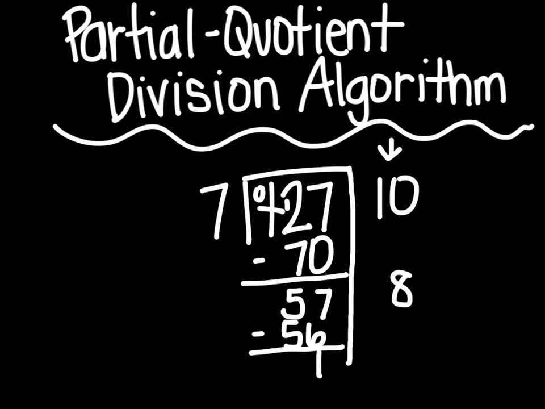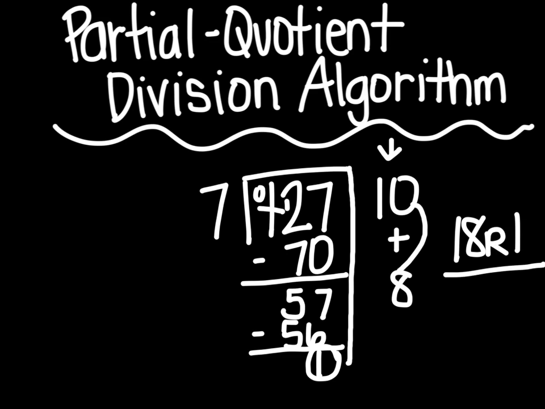Now the numbers on the right, the 10 and the 8, are part of our answer, our quotient. We're going to add the 10 plus 8. We get 18. We are left with a remainder of 1, so I'm going to place that remainder after the 18. And our quotient, or our answer for that division problem, is 18, remainder 1.